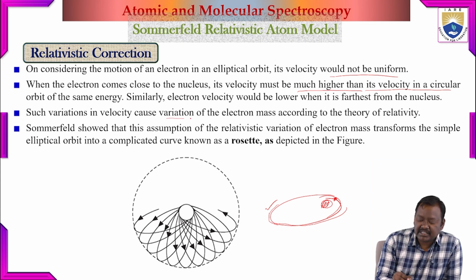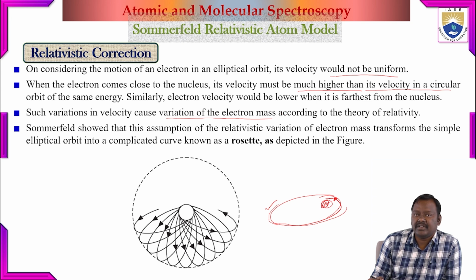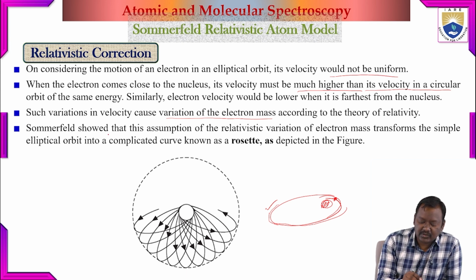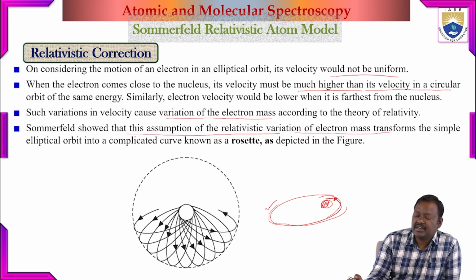So such variations in velocity cause variation of the electron mass according to the theory of relativity. According to the theory of relativity, as the electron velocity is comparable with the velocity of light, the mass of the electron also must vary with the velocity of the electron. As we consider the variation in the mass of the electron, the energy values also change, because the energy values depend on the mass of the electron. So energy values are directly proportional to the change of mass of the electron.